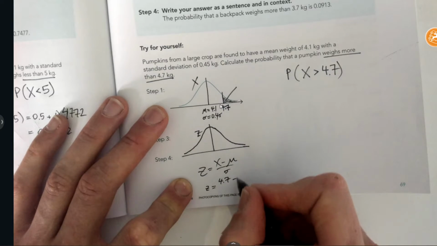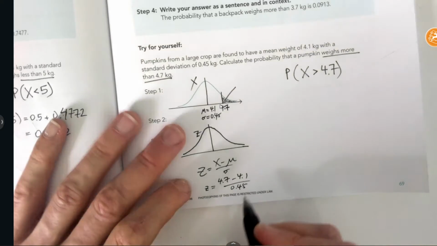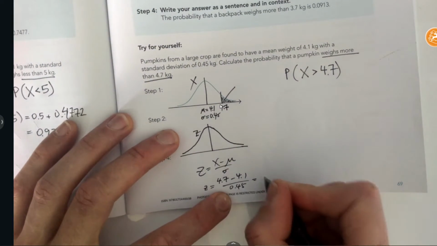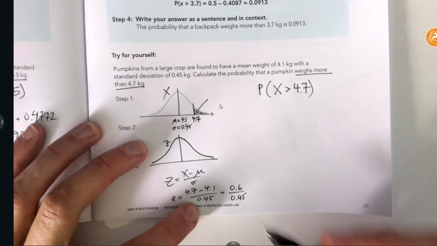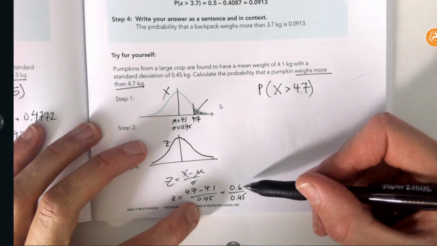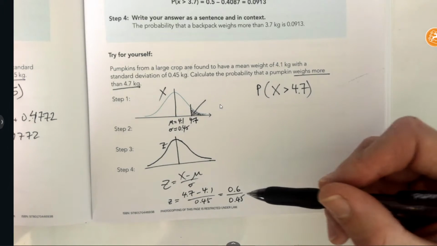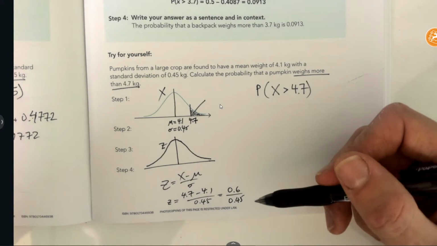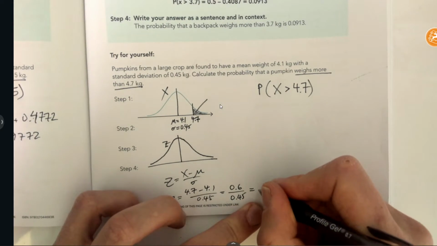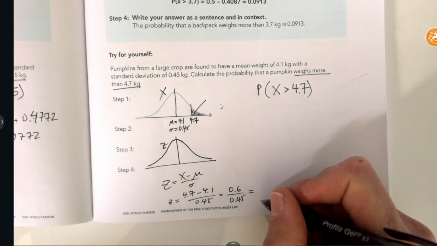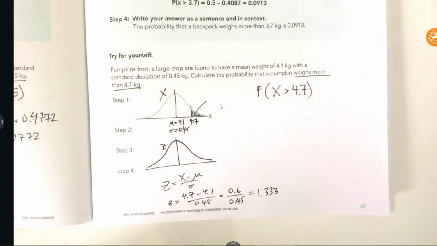I just do it for your sake, I think. 4.7 minus the mean, 4.1, over standard deviation, 0.45. Is it a nice number? 0.6? Yes, it is actually. 0.6 over 0.45. Why is that such a nice number? Because 0.6 is related to 0.45 in the sense that 0.6 is 4/3 of 0.45. Beautiful. Is that right? Does that mean 1.333? 4/3?